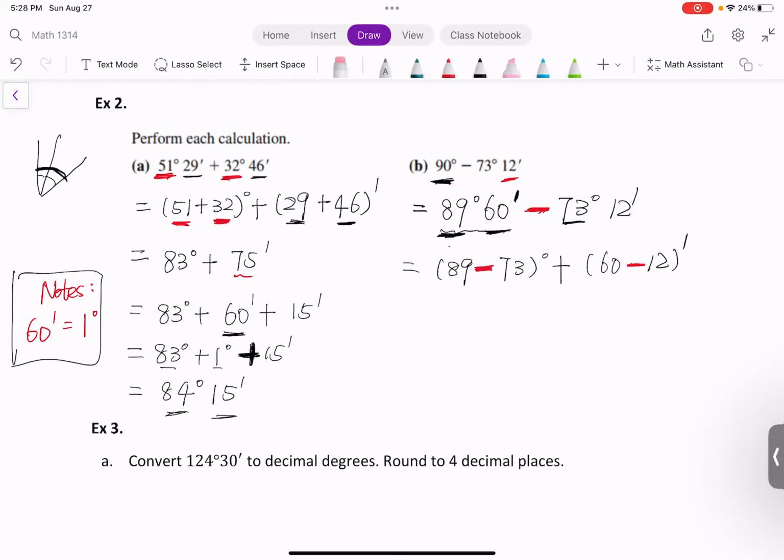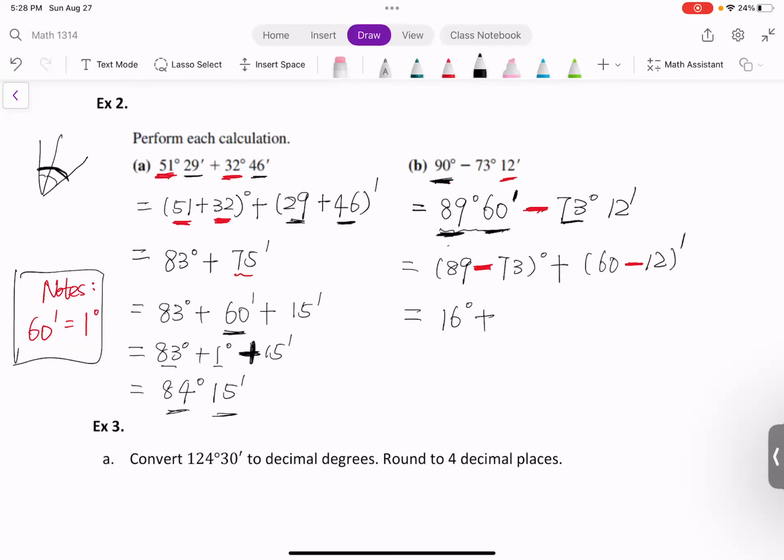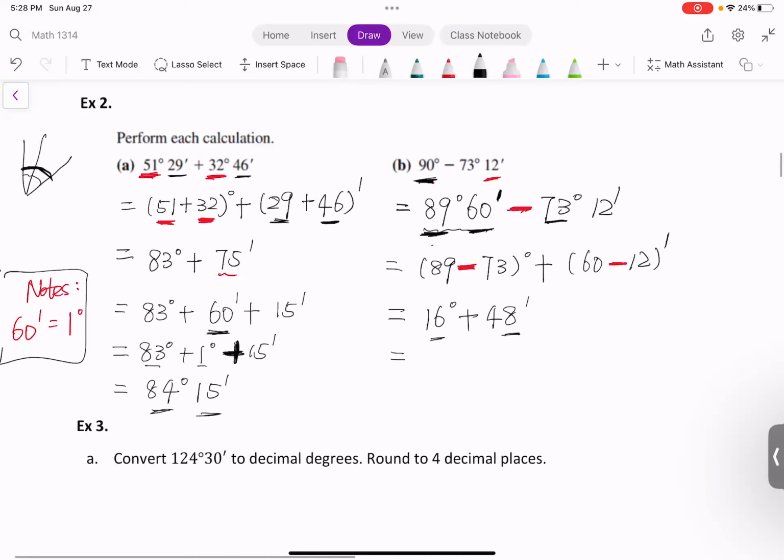Let's do the computation. 89 minus 73, I'm having 16. That's a degree. Plus 60 minus 12, that's 48. That's minutes. So now I can combine the degree and the minutes together. I can ignore the plus sign. So I have 16 degrees, 48 minutes.